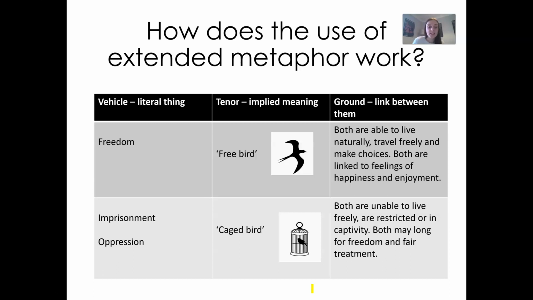Right, next up, imprisonment and oppression. How are these things conveyed within the poem? Well, they are shown through the symbol of the caged bird. The ground between them is that both are unable to live freely. If you are oppressed, or if you are a caged bird, you are restricted, maybe feeling that you are being held captive and against your will. Both may long for freedom or to be treated fairly. Okay, so can you see how starting to unpick how metaphors work helps us to get a greater understanding of how this works throughout the poem?